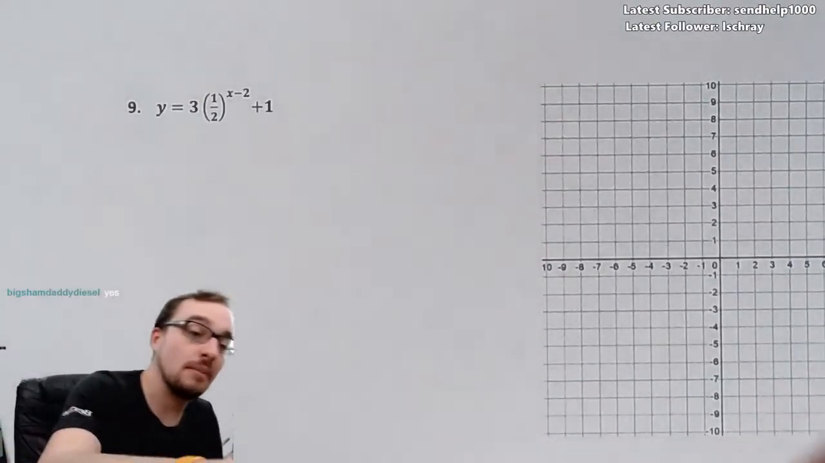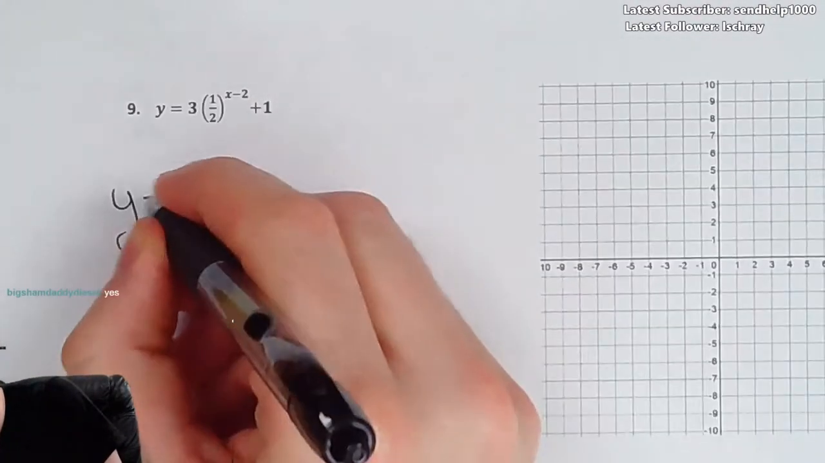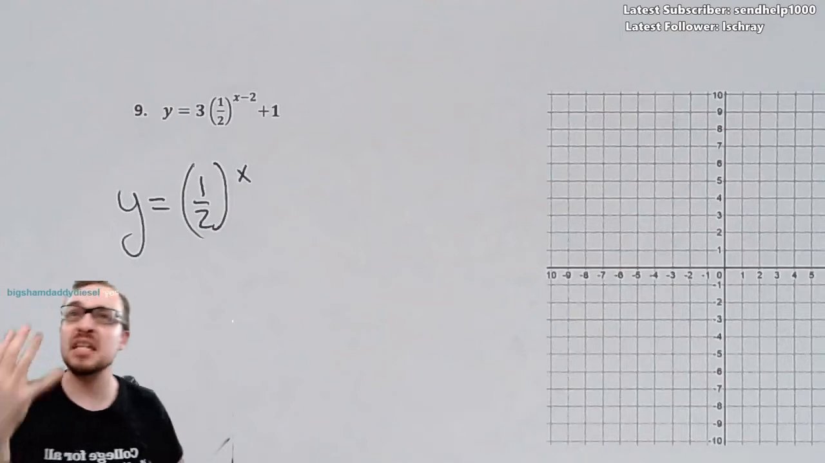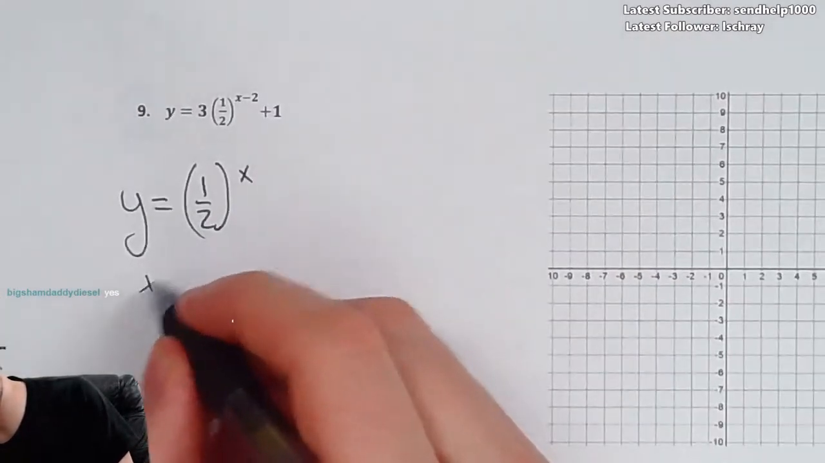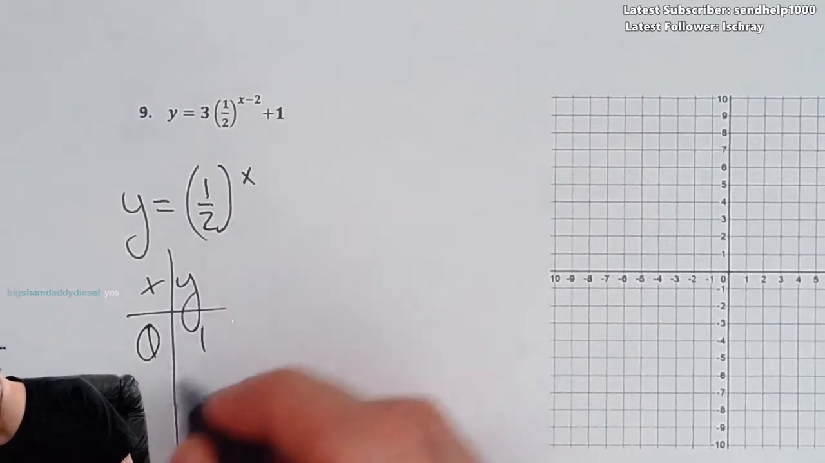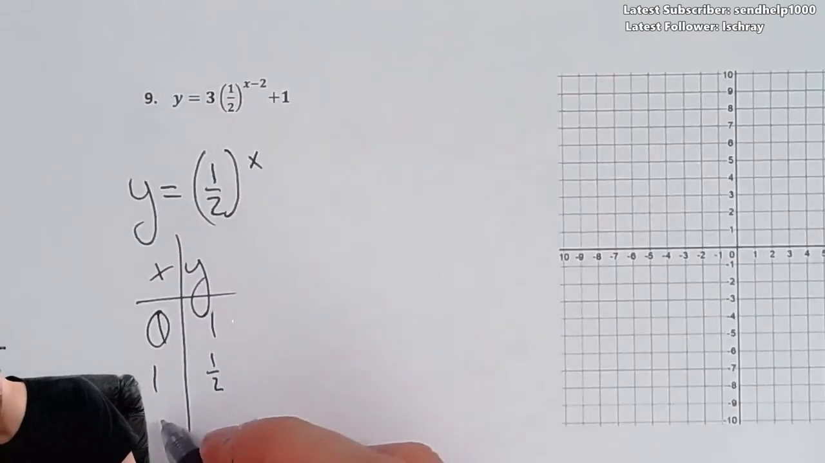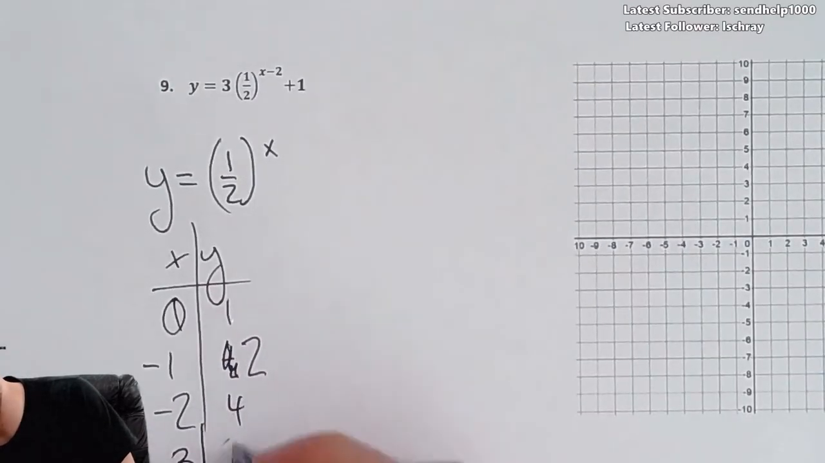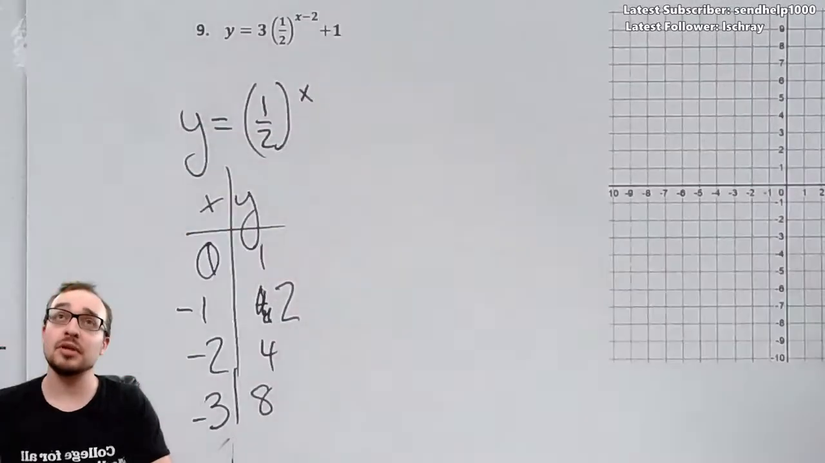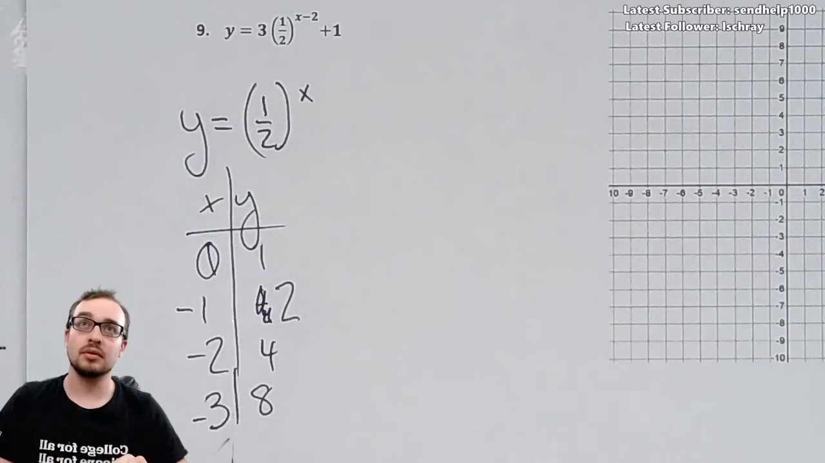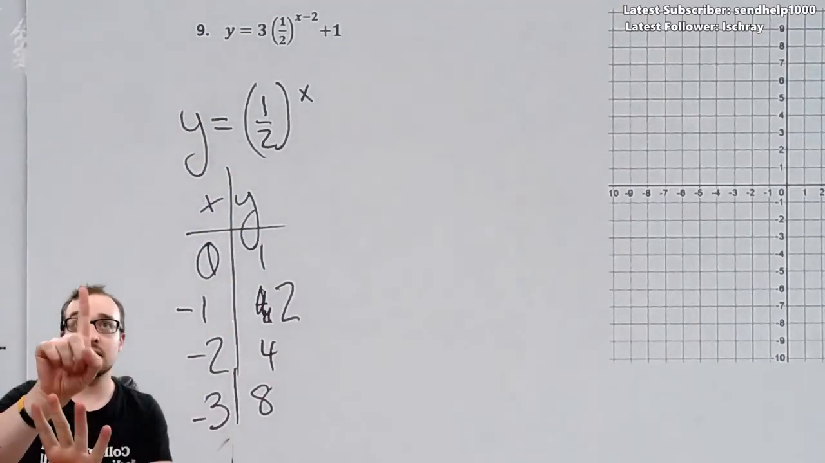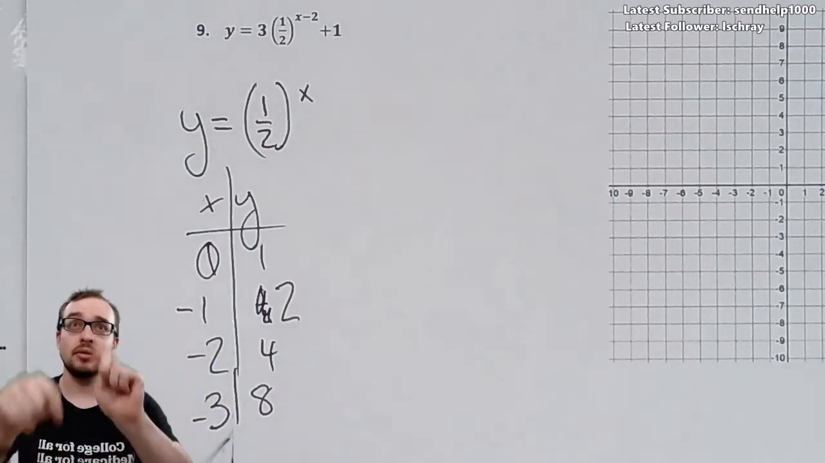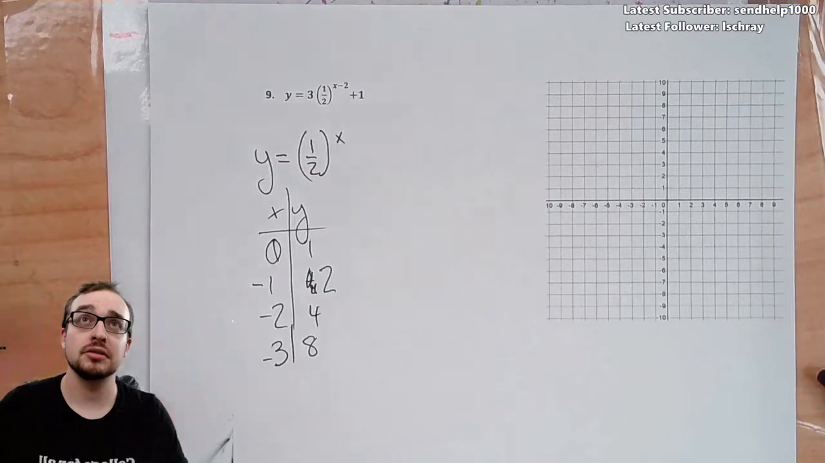We know the parent function for this is going to be y equals a half to the x power, right? Okay, think about what this means. The regular guy, super easy to do math with, right? We plug in 0, we get 1. We plug in 1, we get a half. Actually, let's plug in negative numbers. We plug in negative 1, we get 2. We plug in negative 2, we get 4. We plug in negative 3, we get 8. We cool with that, right? The negative means flip it. A half squared is a quarter, but then we flip it: 4. A half cubed is an eighth, but then we flip it, right? 8. That's the parent function.